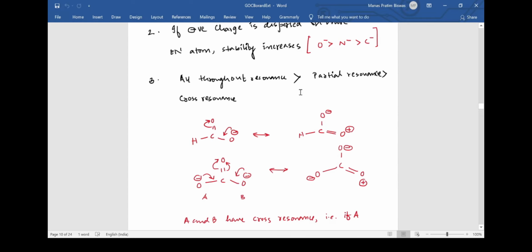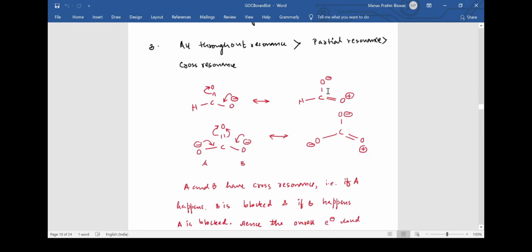What is partial resonance? Partial resonance means that resonance is happening at some particular point in a molecule, and all throughout resonance is that phenomenon where the resonance is occurring throughout the molecule. Suppose we are taking phenol, or suppose we are taking benzene. In benzene the resonance is occurring all throughout the molecule. That means all the atoms of the molecule are involved in resonance.